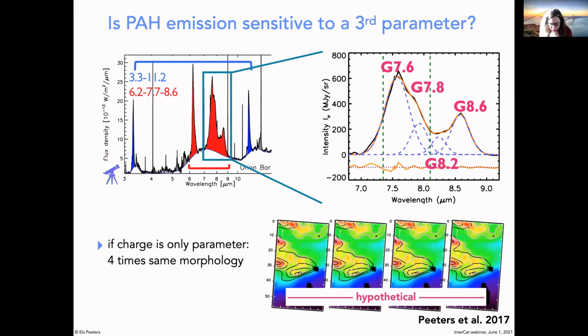So now we know that we have a good tracer for charge, we have a good tracer for size. Can we extract another parameter, a third parameter, from the PAH emission that we observe? And so let's come back here on the left spectrum.